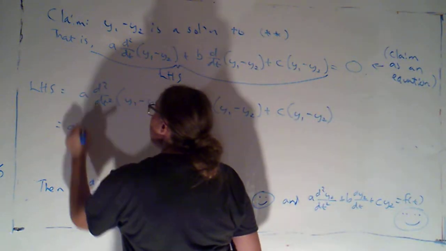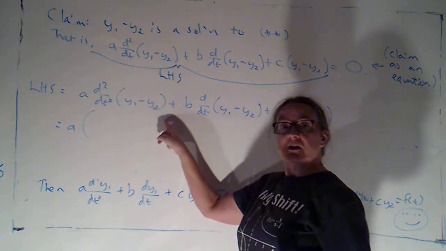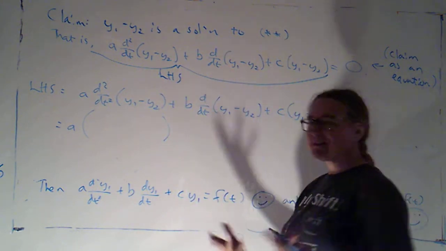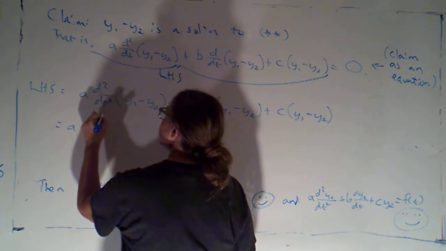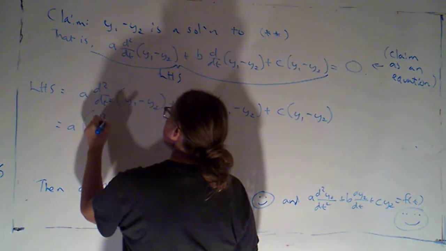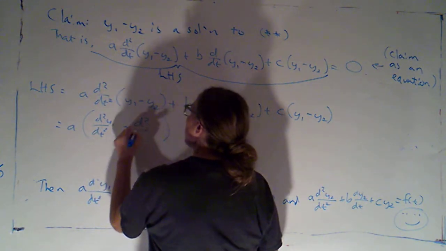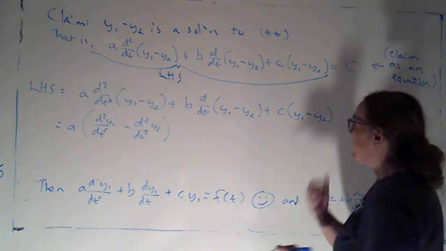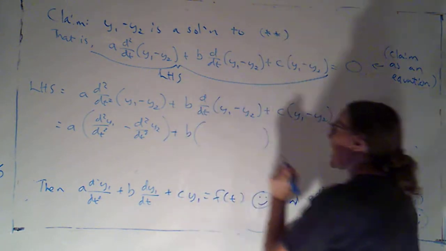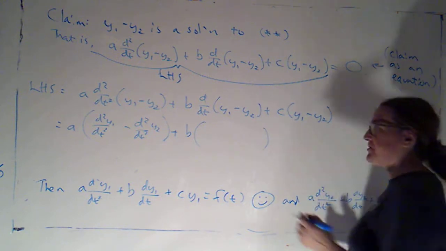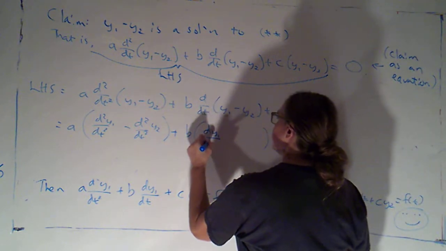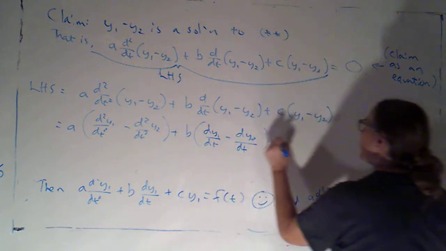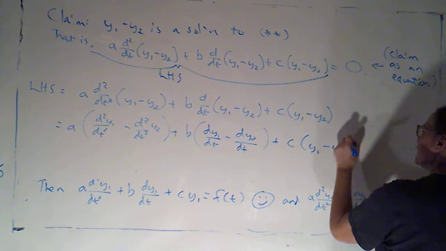Now, that's going to be a times, I know that derivatives are linear. In other words, they distribute over sums and differences. So the second derivative of this difference is the second derivative of y1 minus the second derivative of y2, plus b times, I can use that same property for the first derivative. This is going to be the first derivative of y1 minus the first derivative of y2. And then plus c times y1 minus y2.